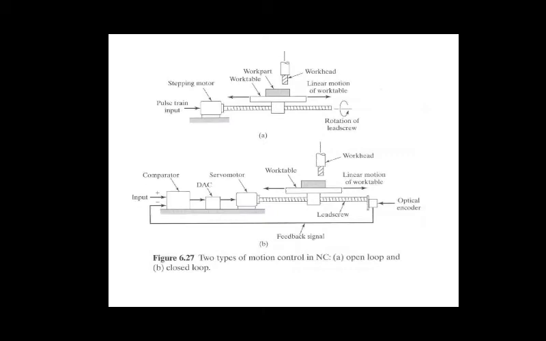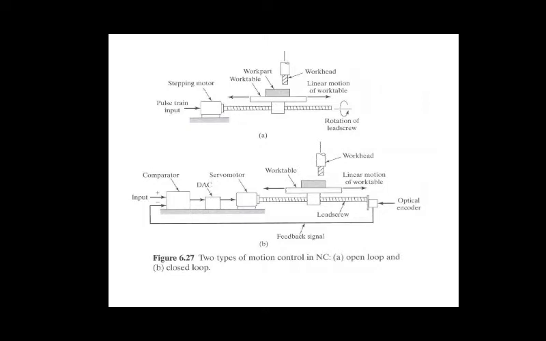Hello everyone. Today we are going to start our session with NC control system, that is the types of circuit. That means an NC machine can be controlled through a circuit. There are two types of circuit, that is open loop and closed loop.